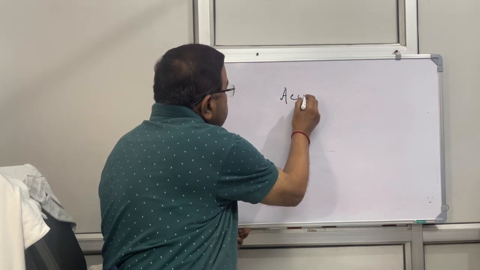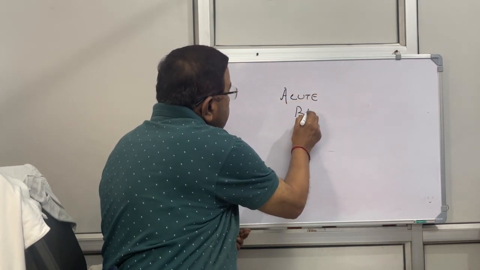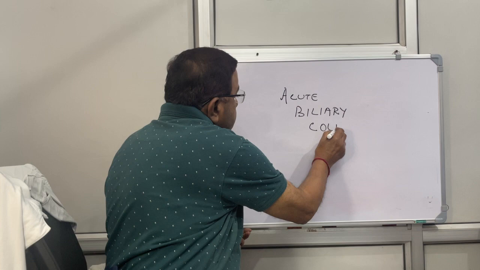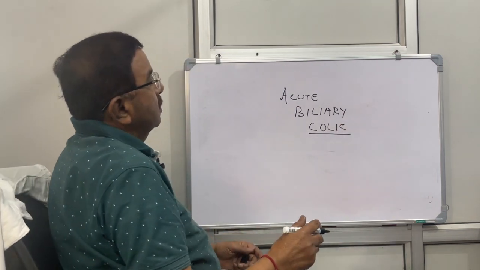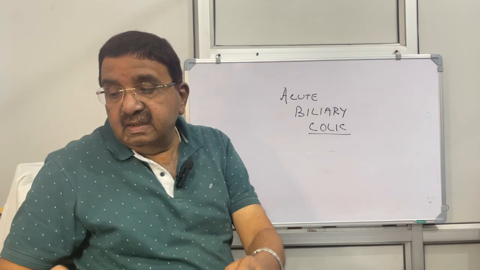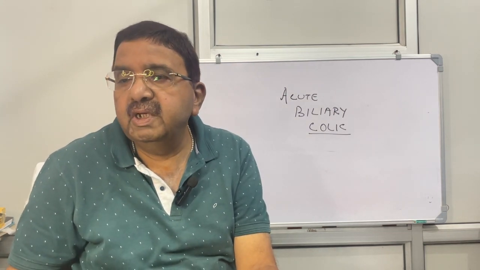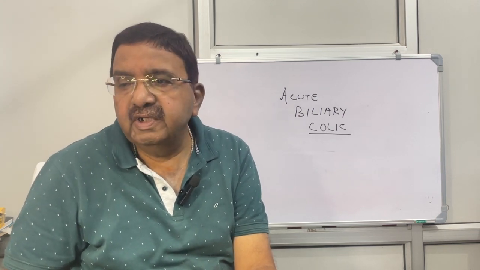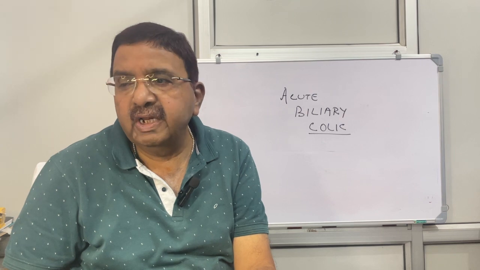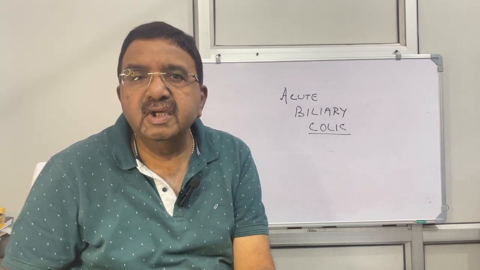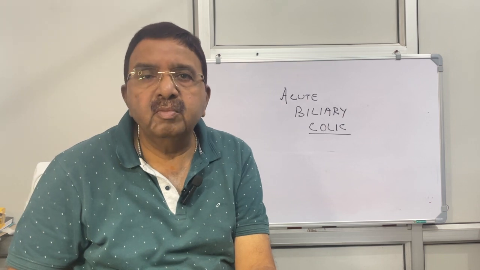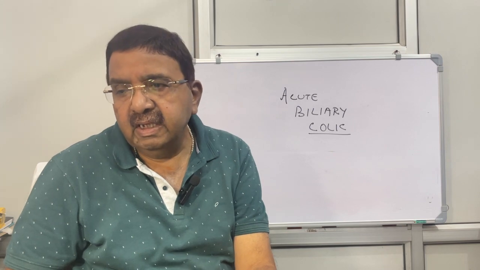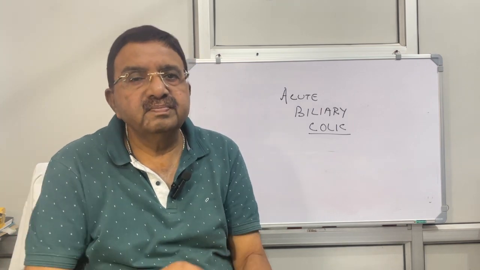So what is the definition of acute biliary colic? Write down the definition. It is the presence of dull ache or spasmodic pain, steady or intermittent, in the upper abdomen, usually under the right subcostal area, that is the right hypochondrium.